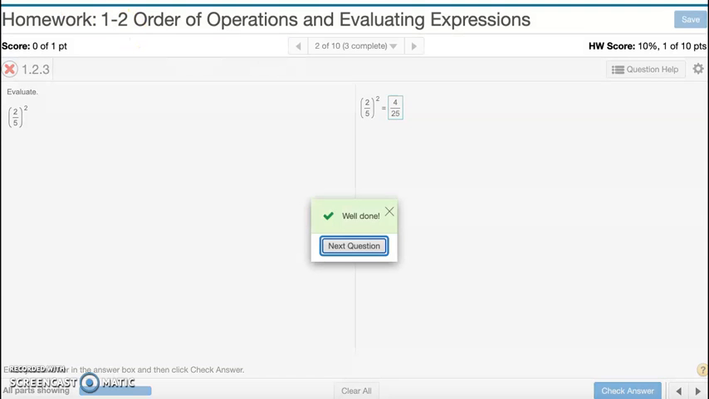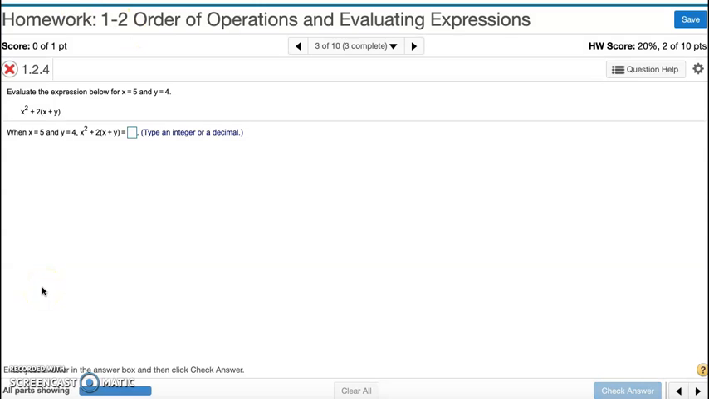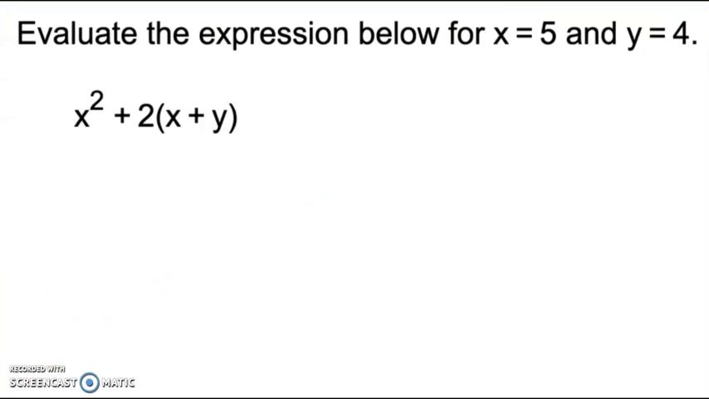is number 2. Number 3, evaluate the expression below for x equals 5 and y equals 4. So let's take a closer look at that. So what we need to do is substitute 5 in for x and 4 in for y. So doing that gives me 5 squared plus 2 times 5 plus 4.